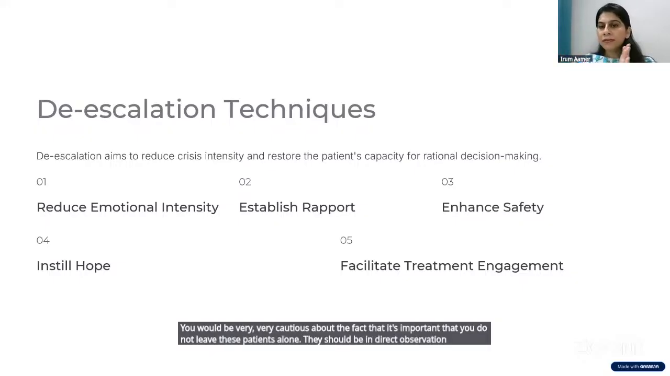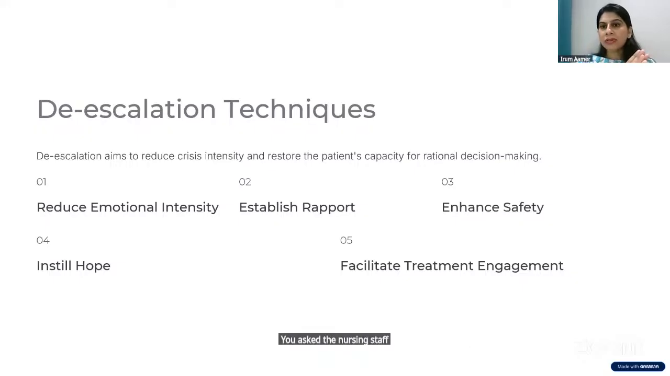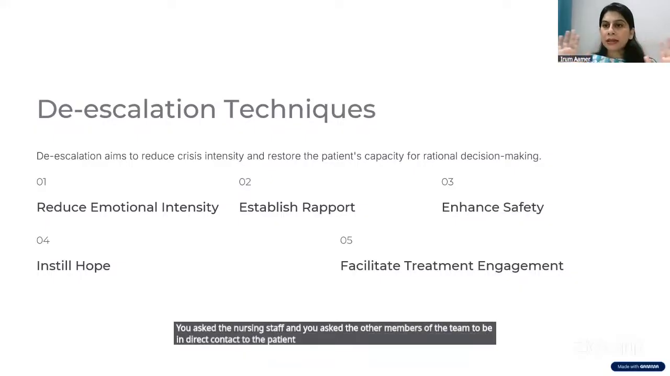They should be in direct observation. If you offer admission to such patients, even if voluntarily or involuntarily, you have to admit the patient. You ask the nursing staff and the other members of the team to be in direct contact with the patient, so that they are in a room that is less stressful. There is no noise, there is no interference, and you talk to them and offer them some solutions that could be generated at that time.